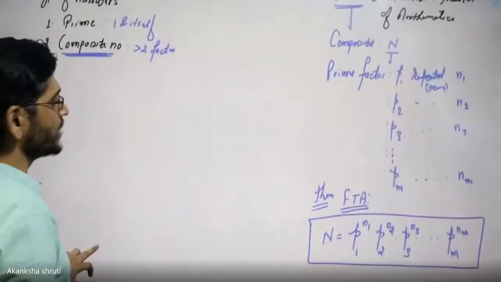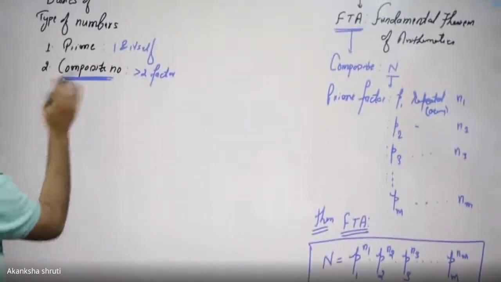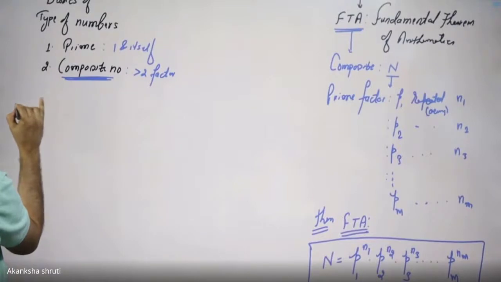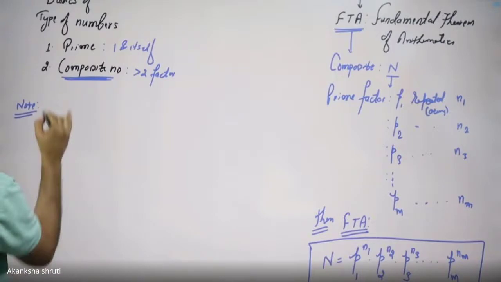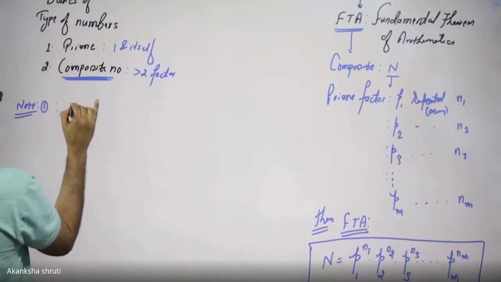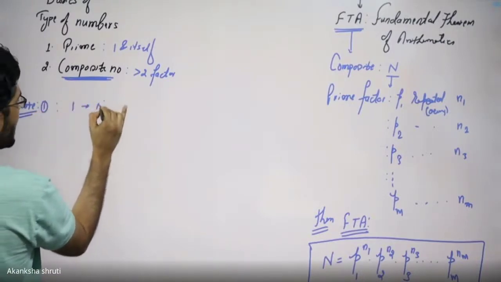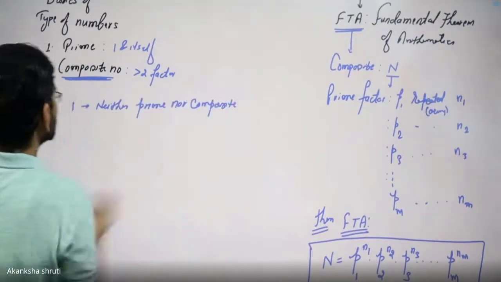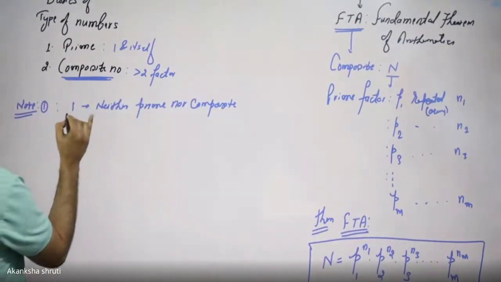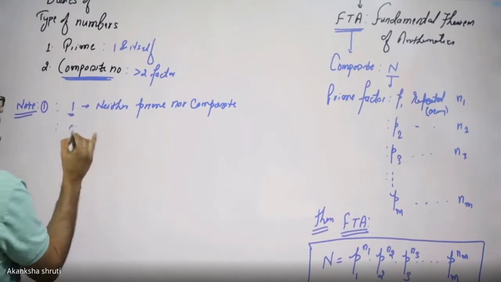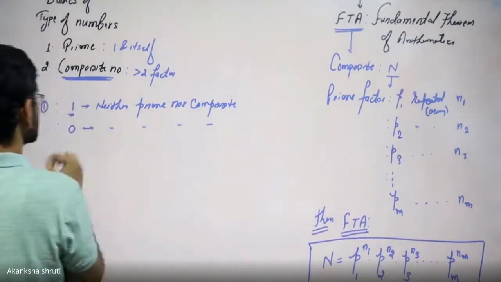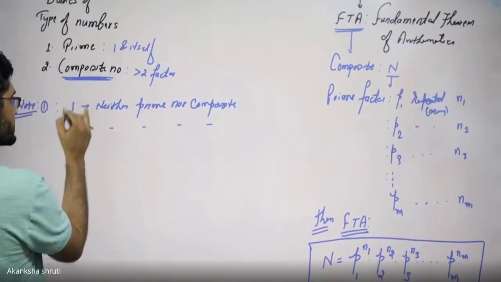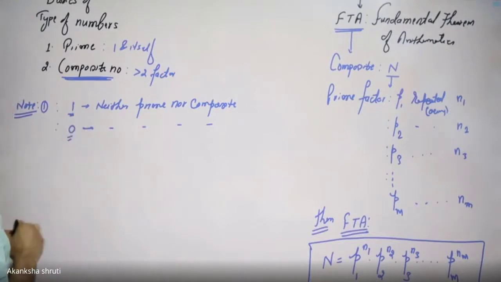Students, again, you have to note a few things regarding these number basics. Because students get confused throughout mathematics, write down the first note: 1 is neither prime nor composite. Also, it is not only 1. 0 is also neither prime nor composite. So you have to keep in mind that both 1 and 0 are neither prime nor composite.